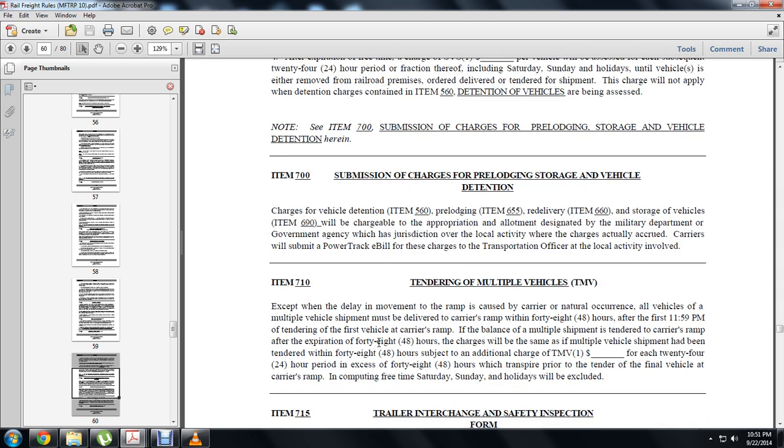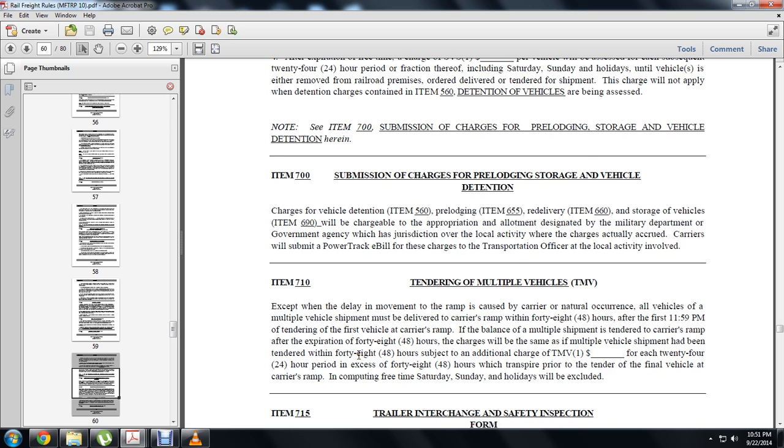Tendering multi-vehicles, except for the delay of the movement of the ramps caused by the carrier or natural occurrence, of all the vehicles. Multi-vehicle shipment must be delivered to carrier ramps within 48 hours of the first 11:59. Tender of the vehicles at the carrier ramps. The balance from the multi-shipment and tender at the carrier ramp. At the expiration of 48 hours, the charge will be the same as if the multiple vehicle had been tendered for 48 hours, subject to the additional charge for each 24 hours. The 24-hour period is assessed for the 48 hours for the transport expiring prior to the tender of the final vehicles at the carriers' ramps.